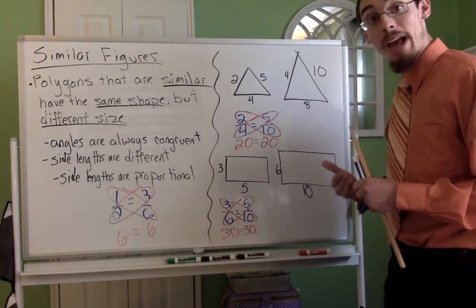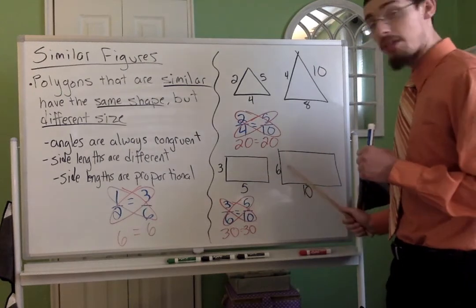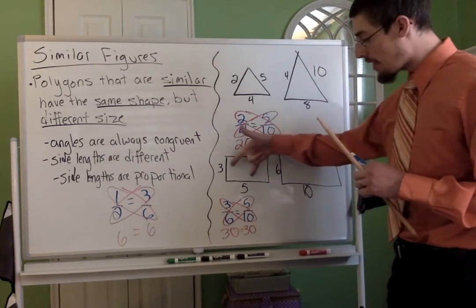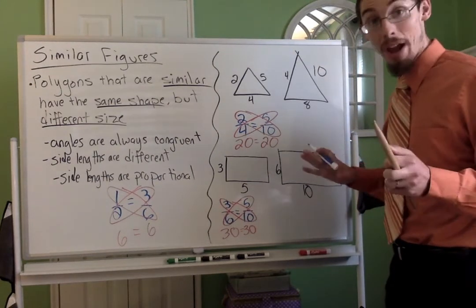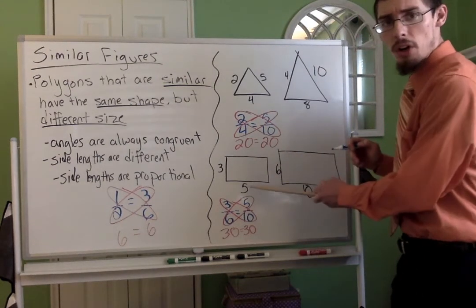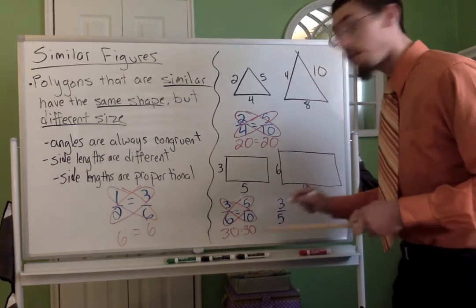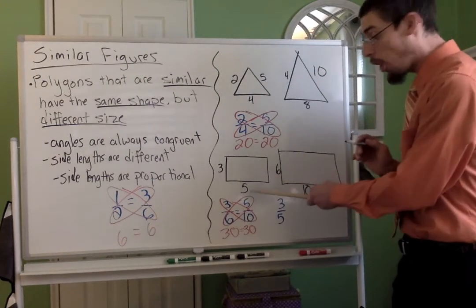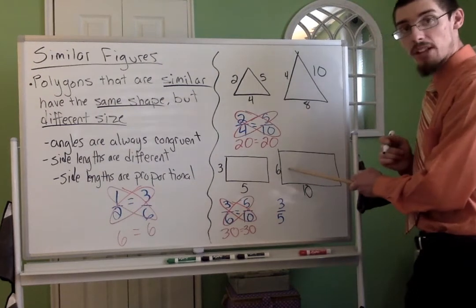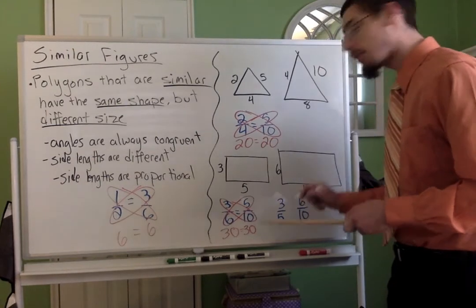But there is a different way I could have set it up. So instead of taking the smallest and the smallest, and the largest and the largest, I could focus on this rectangle here, and I could take the small one and put it over the large one. So 3 over 5. You see that? Small over large. Now in the other rectangle, I will take the small one and put it over the large one. 6 over 10.